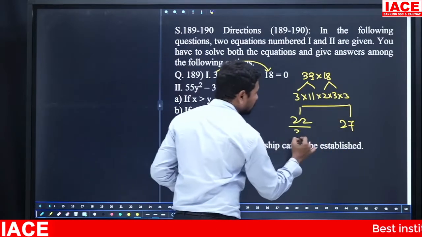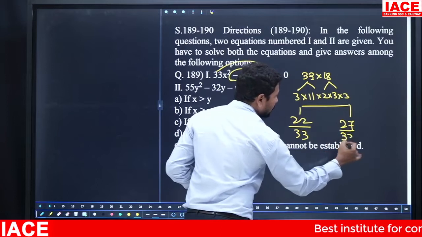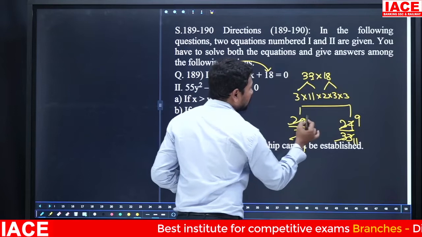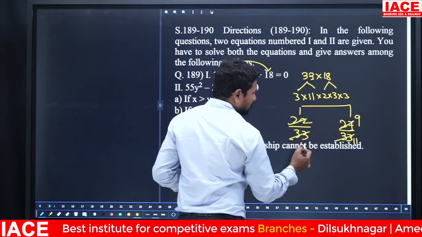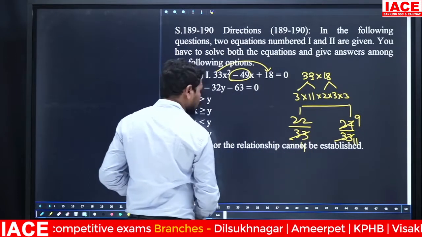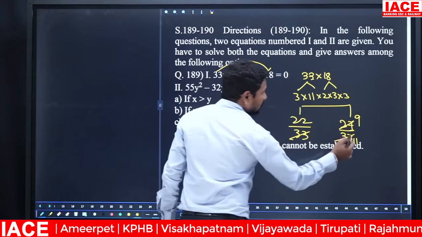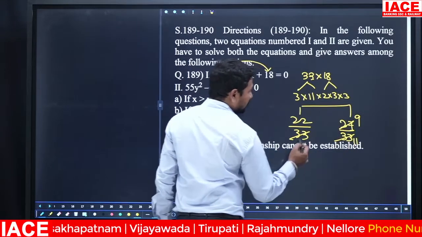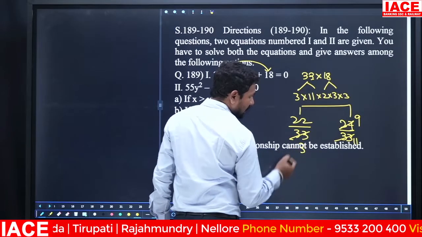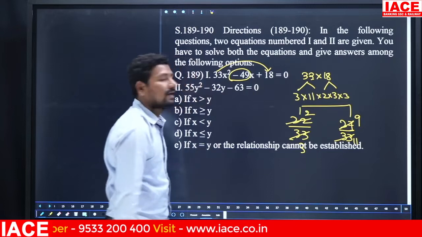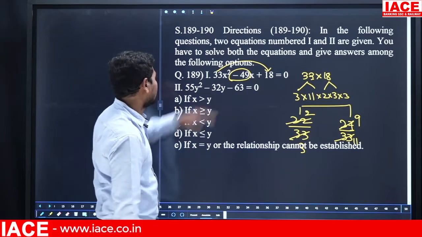Now divide with 33. Divide 22 and 27 with 33. It will be cancelled: 22 by 33 and 27 by 33. Okay, 2 by 3 and 9 by 11. These are the two factors for the first equation.